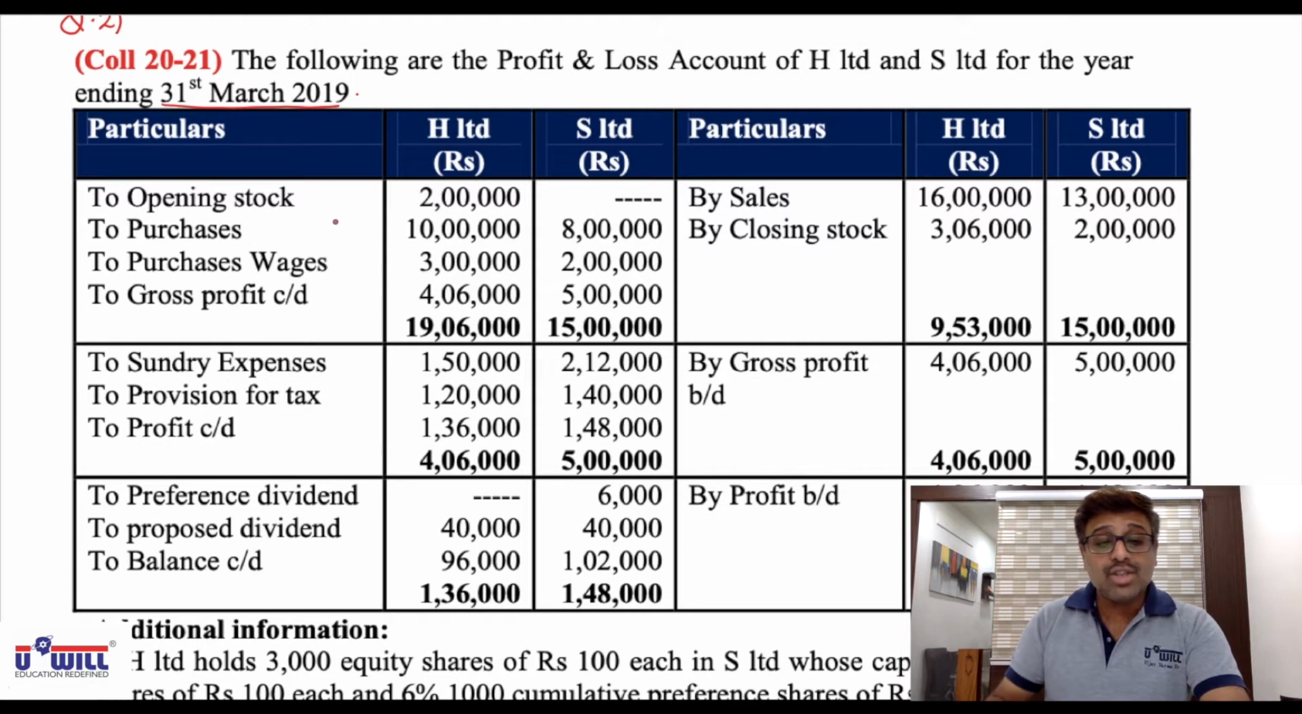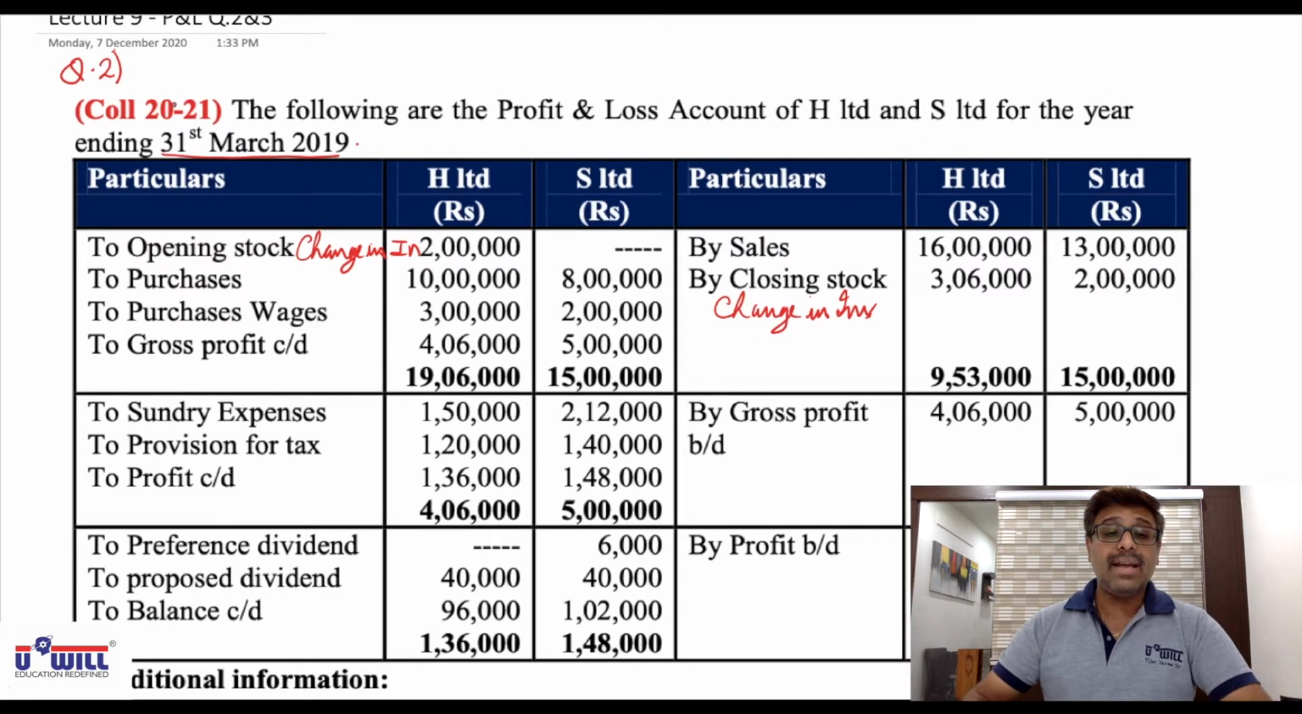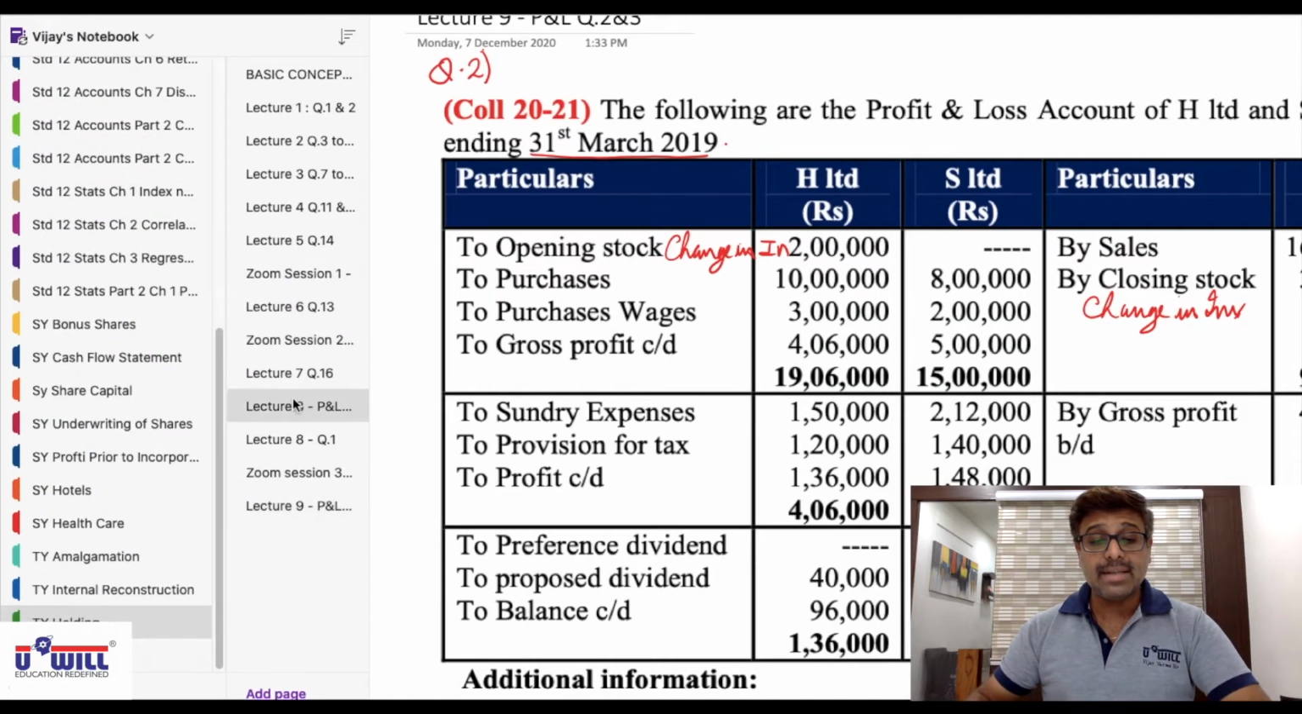Now, opening stock will come in change in inventories. It will come in the note of change in inventories. As I said, for change in inventories, we find the difference between opening and closing stock. So this closing stock will also come in change in inventories. And I told you, if closing stock is more, you'll take it as a negative figure.